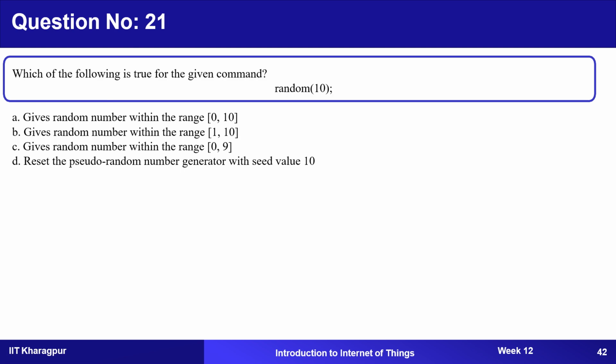Next question is, which of the following is true for the given command? Option A, ma'am. Option A. Okay. Anyone else? A, ma'am. A. Yeah. So A is the correct option. Whenever you are given any number within the random function, it will generate a random number within the range 0 to that particular number.